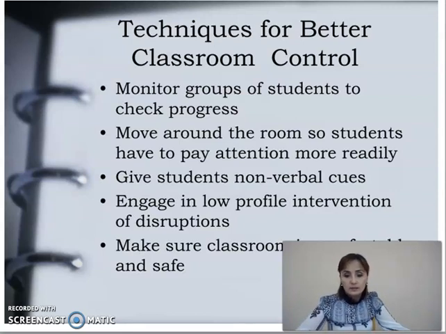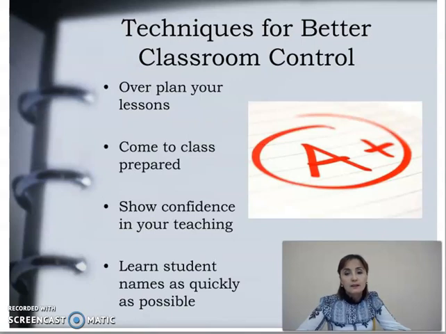The next item is engage in low profile intervention with disruptions. Make sure the classroom is comfortable and safe. And the next technique for better classroom control is overplan your lessons. It's a very, very important thing for a teacher. If you don't overplan your lessons, you may not know how to start, what to teach and how to teach it, and you may not have a successful and fruitful lesson at the end. So that is why a teacher should overplan his or her lesson.